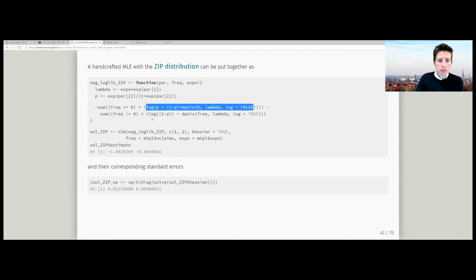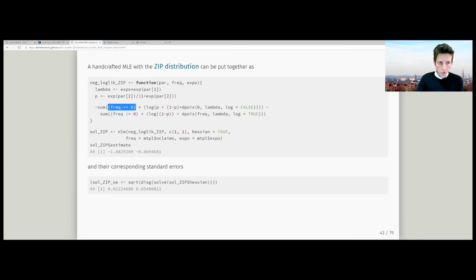And here I've got the logarithm of 1 minus p, plus the logarithm of the probability in the Poisson model to observe a certain outcome that is strictly larger than 0. So this is a clever implementation where I really need to make the difference between: is the observed outcome equal to 0, yes or no.